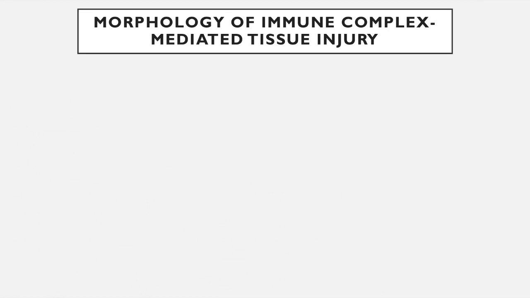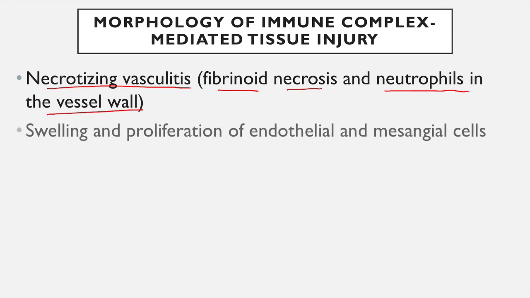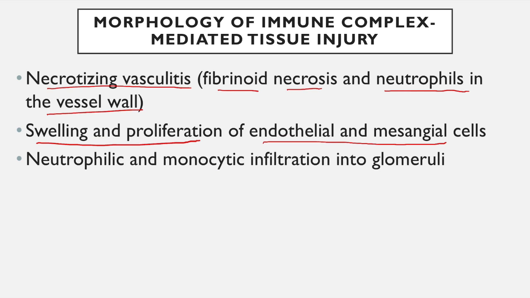Now the morphology. Necrotizing vasculitis, fibrinoid necrosis and neutrophils in the vessel wall. Swelling and proliferation of endothelial and mesangial cells. Endothelial cells and mesangial cells get swollen and proliferated. Neutrophilic and monocytic infiltration into glomeruli. Hypercellular glomeruli.